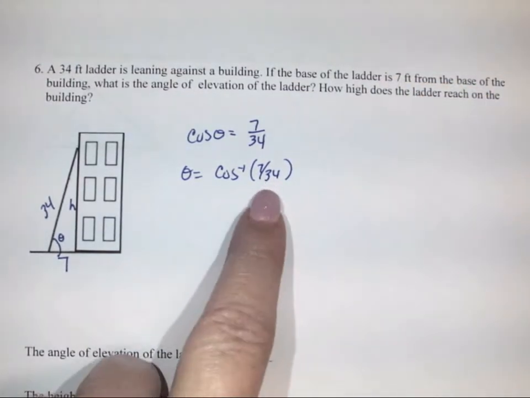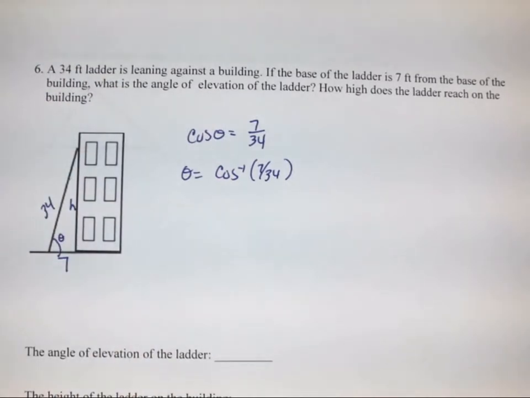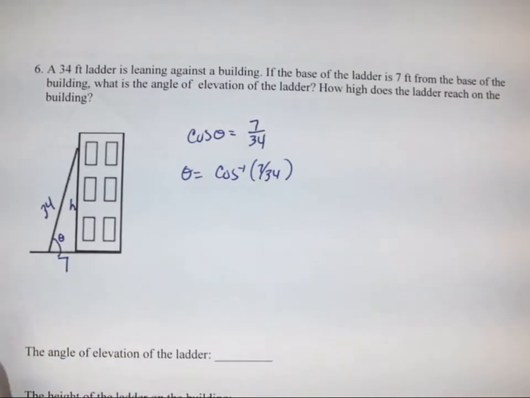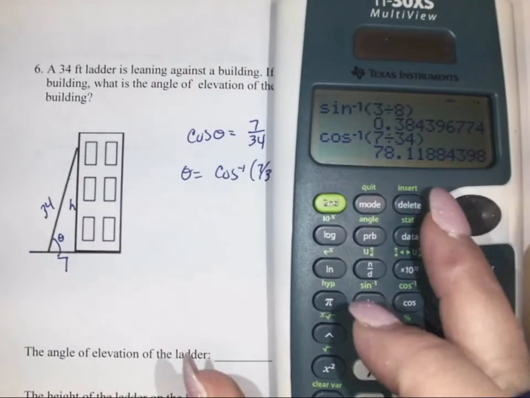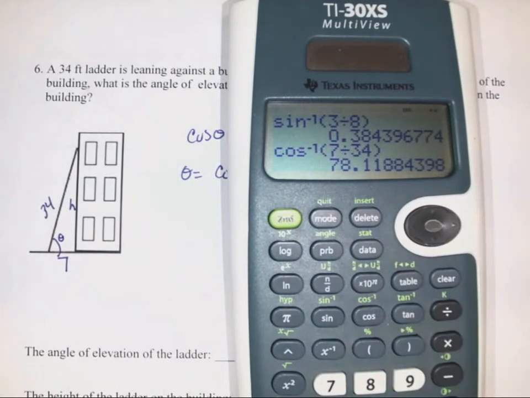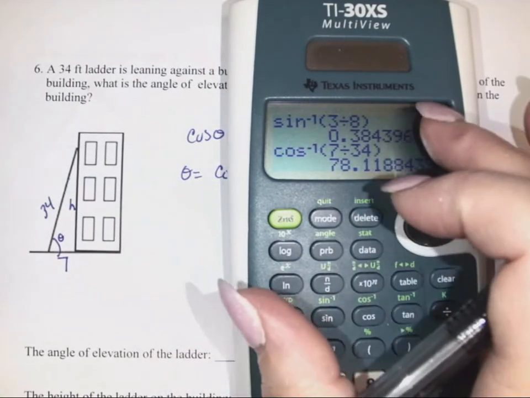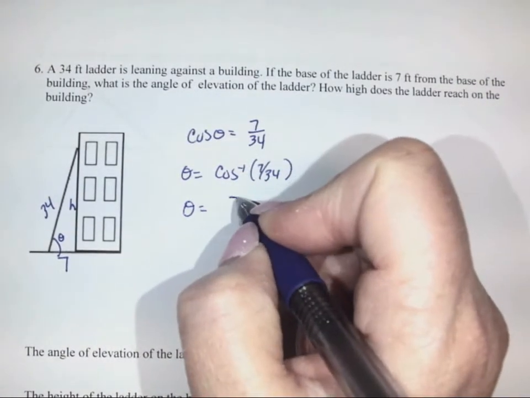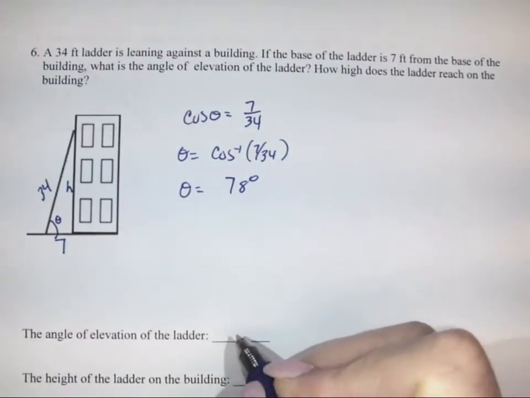And so I'm looking, I need a degree. So I want my mode then to be in degrees. Second cosine inverse, 7 divided by 34. Because I'm looking for a degree, I need my mode to go back to degree. So pay attention on the test. Right? What mode are you in? So we need to be in degree mode so we get a degree out. And so theta would be equal to 78 degrees. And I'm going to put that down here.